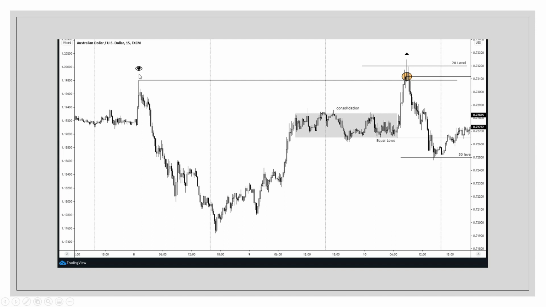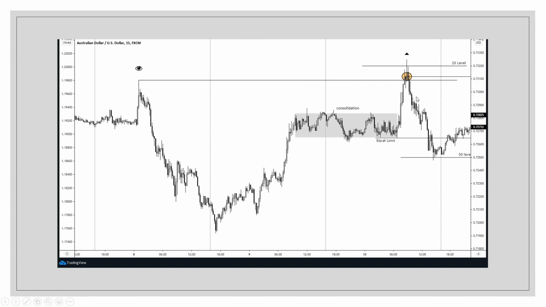Our eyeball runs into that 20 level right in here, and I drew a fractal. This is a fractal high because you have this candle's high, and the candle to the right is lower, and the candle to the left is lower, so that's a 3-bar fractal. I know it's kind of cut off, that's my mistake, but that is your New York open, right around 8:30.